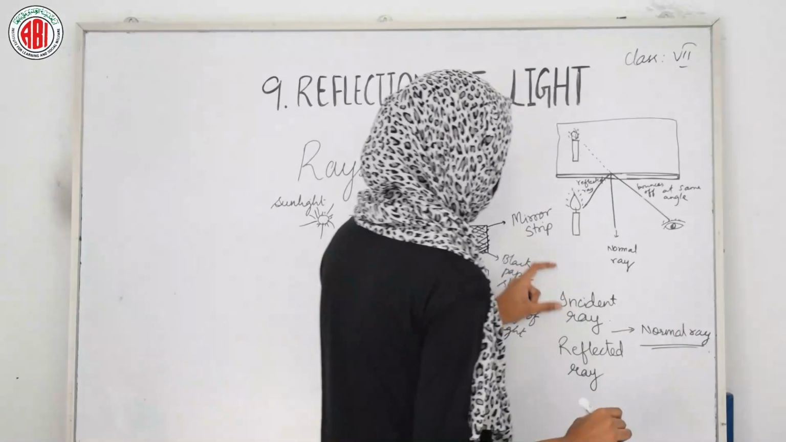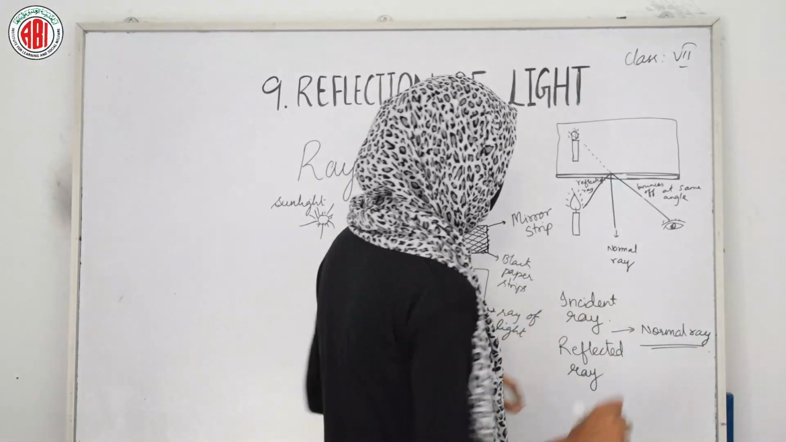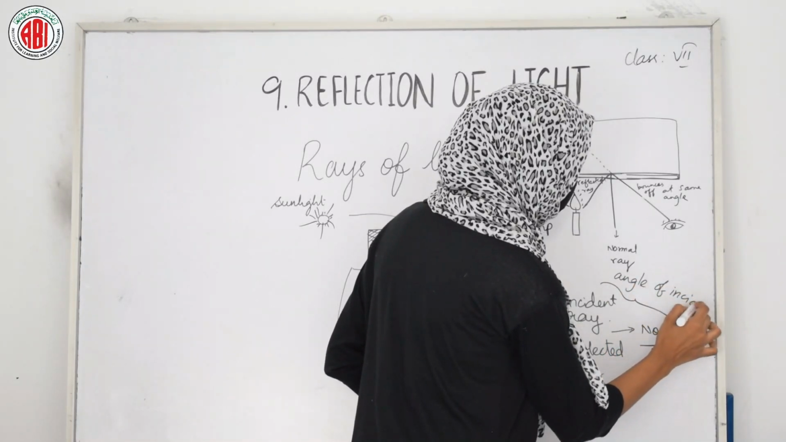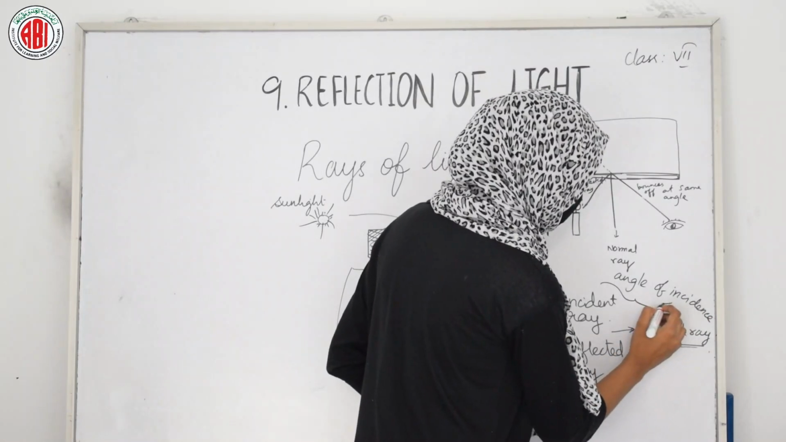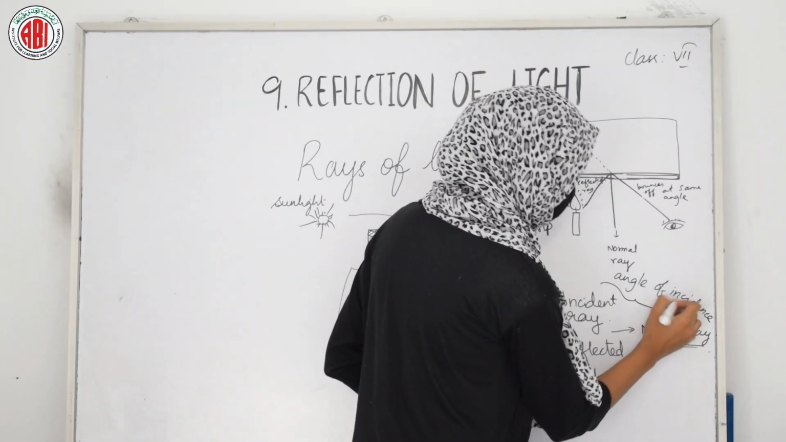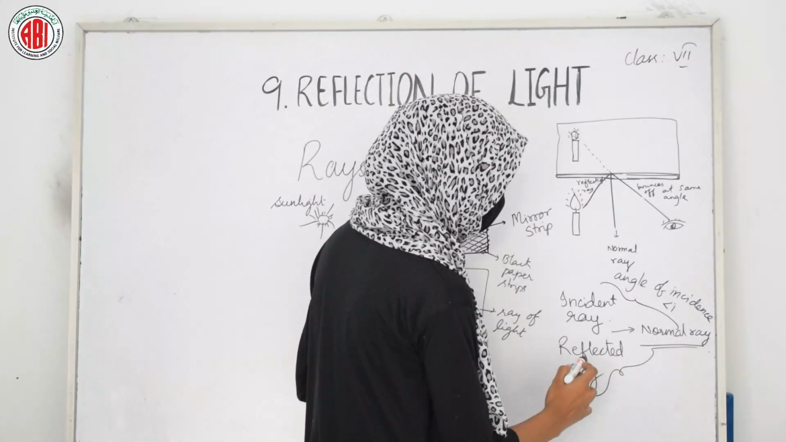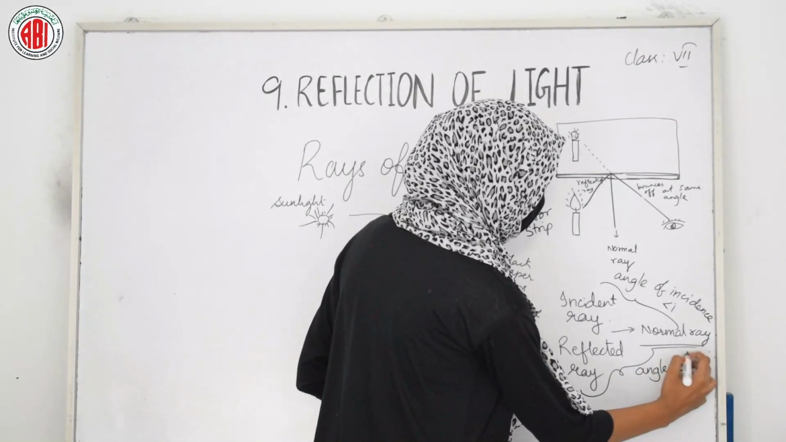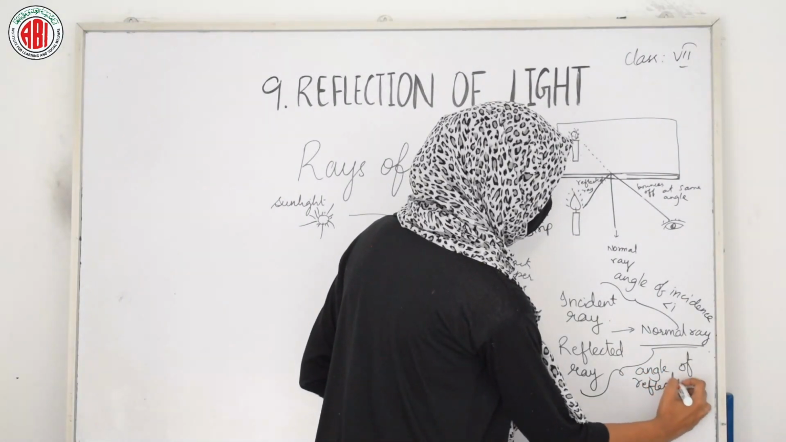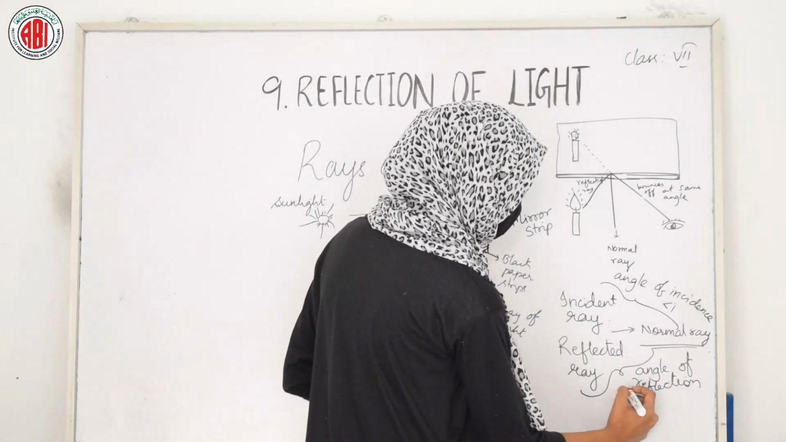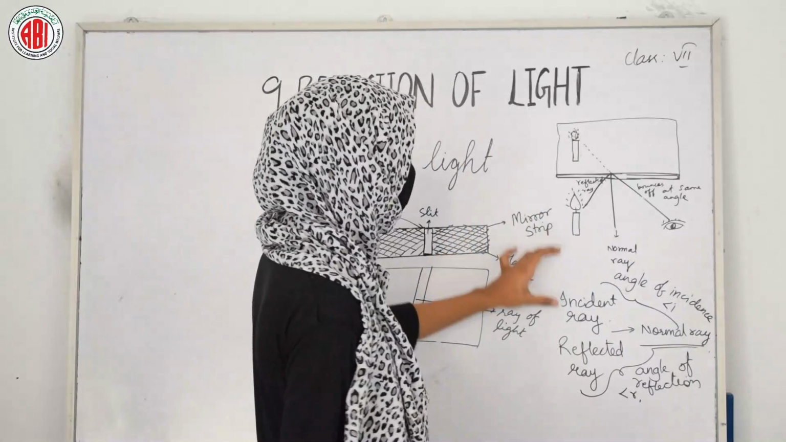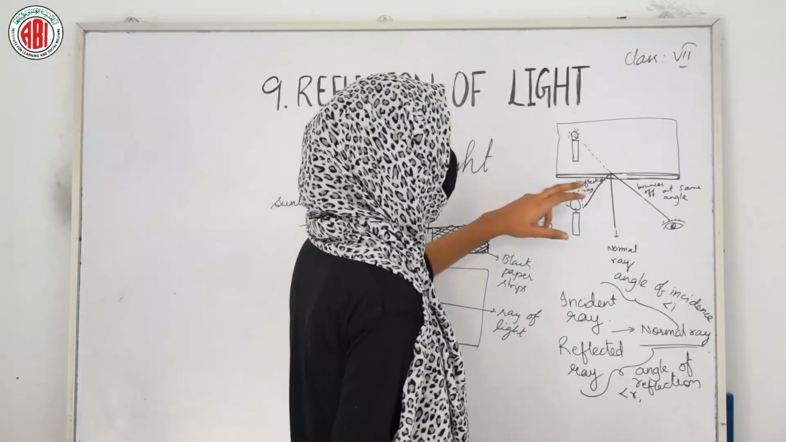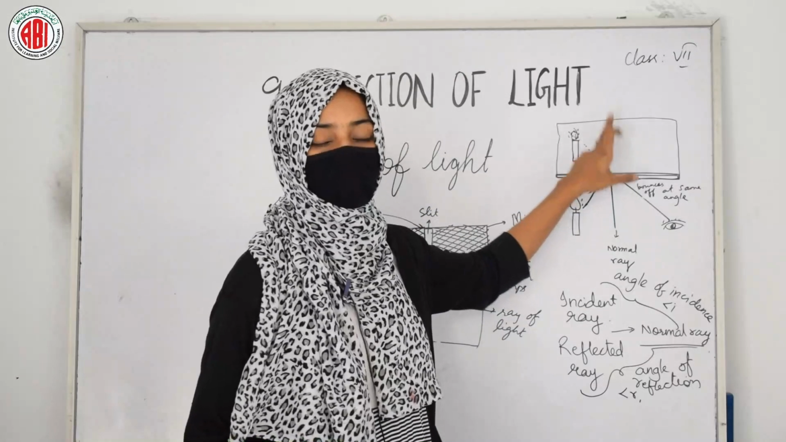The angle that forms between the incident ray and the normal ray is called the angle of incidence, and it can be represented as angle I. And the angle that appears between the reflected ray and the normal ray is called the angle of reflection, and this angle of reflection can be written as angle R. This is about how the incident ray and the reflected ray help the person to see the image that appears on the surface of the mirror.